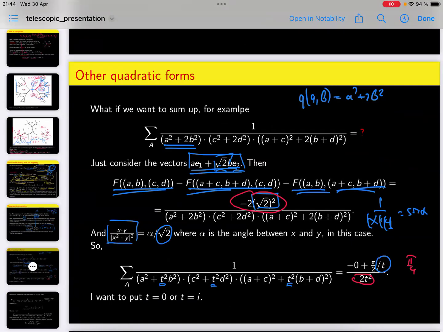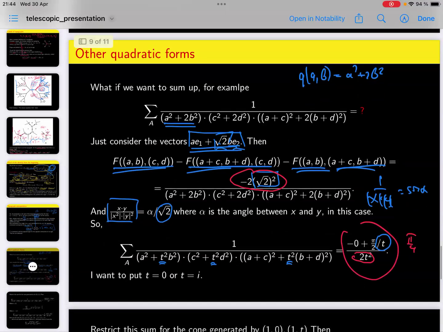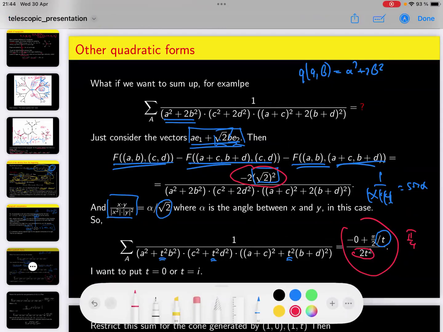Now I can ask, what happens if I plug here t equals 0, for example? Well, I cannot do t equals 0 because on the right I have infinity, and on the left also it will be infinity. Or maybe I want to have here not a square plus b square, but a square minus b square. Maybe I want to plug here t equals i. So can I do that? Well, in a sense I can.